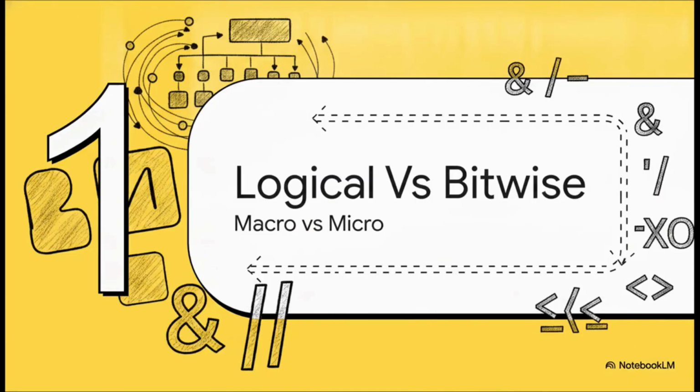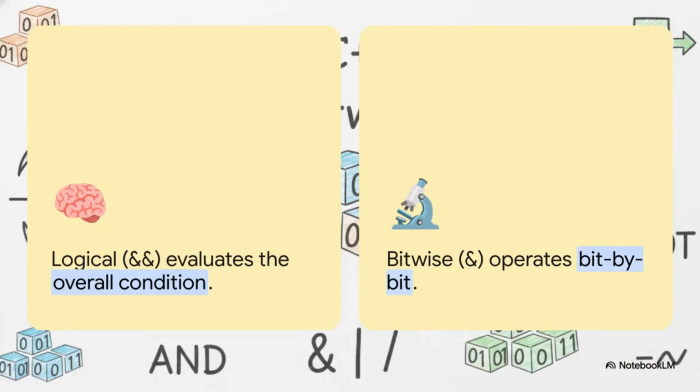All right, let's kick things off with section 1, logical versus bitwise operators. So let's clear up a really common roadblock right out of the gate, the difference between macro and micro evaluations. It is incredibly easy to confuse logical operators with bitwise operators, mostly just because they look so similar, but they actually perform entirely different jobs. This comparison brilliantly illustrates the contrast.